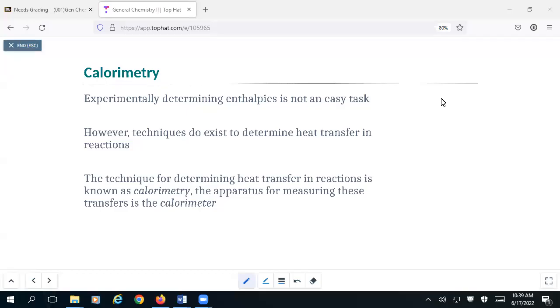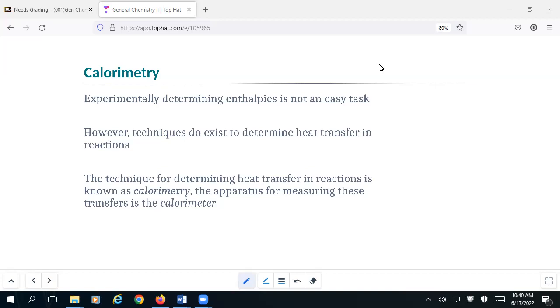So we're going to close out thermochemistry today, and we're going to do it by talking about the most common technique in thermochemistry, the technique that you did 2 labs on this week, and that is calorimetry.